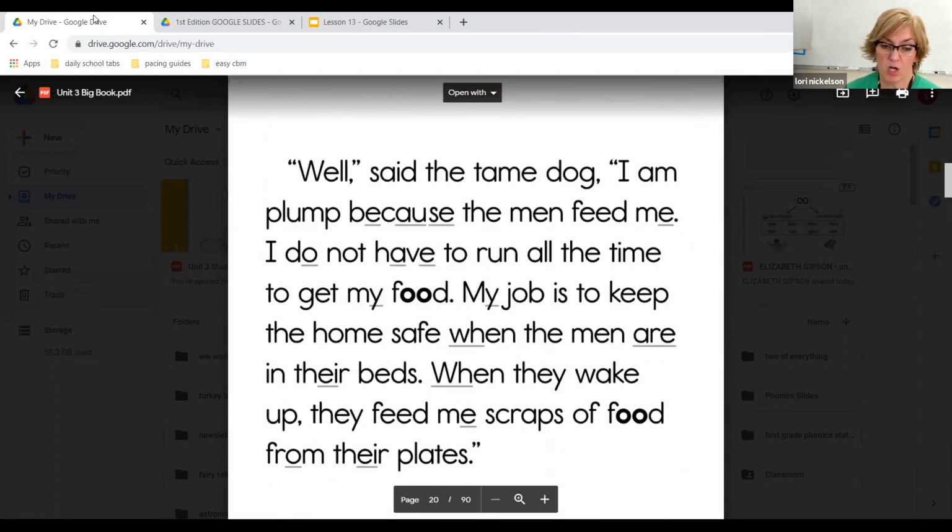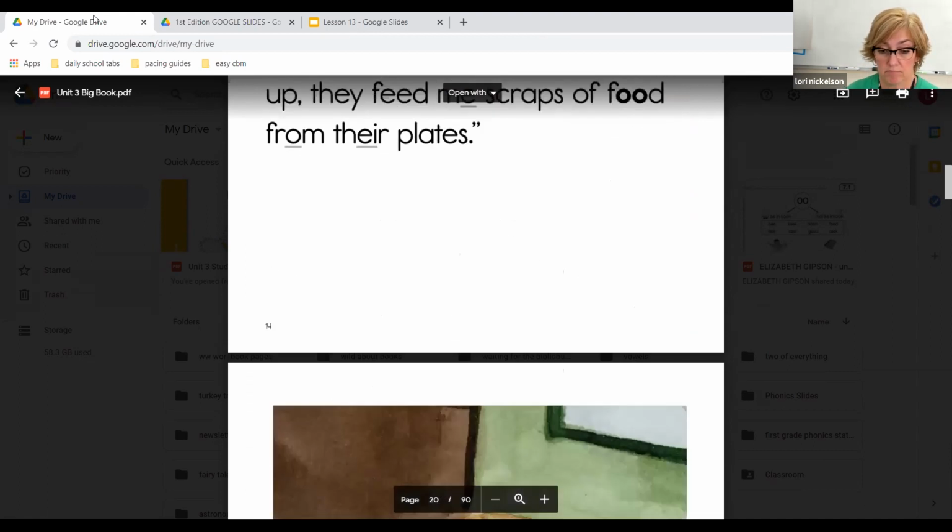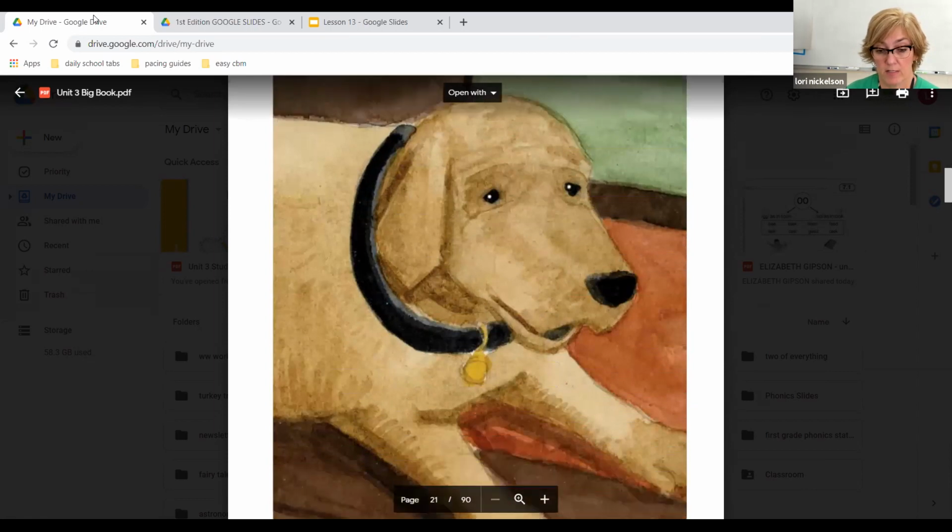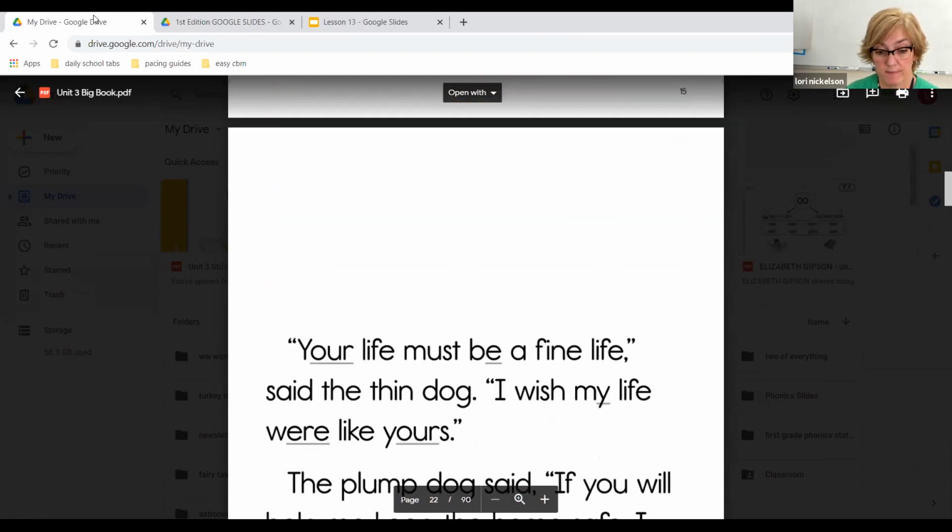"Well," said the tame dog, "I am plump because the men feed me. I do not have to run all the time to get my food. My job is to keep the home safe when the men are in their beds. When they wake up, they feed me scraps of food from their plates." And there he is explaining it.